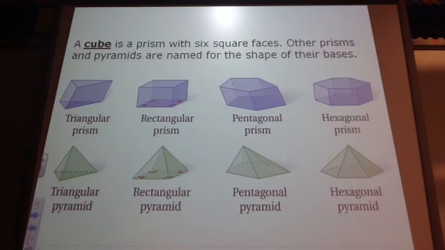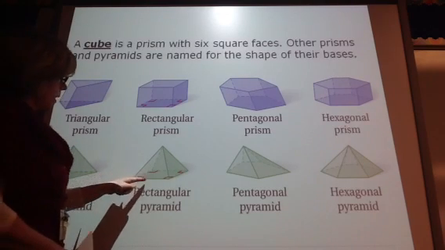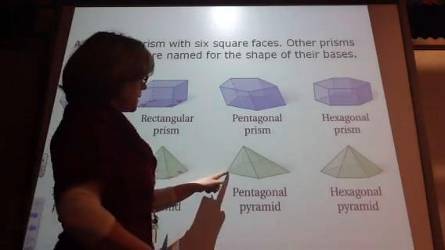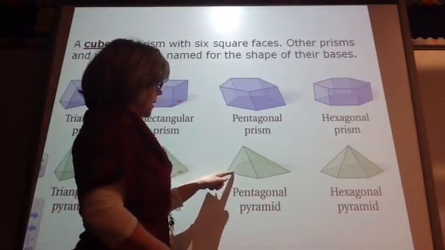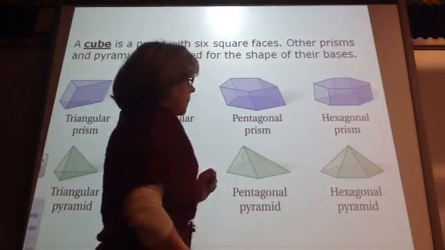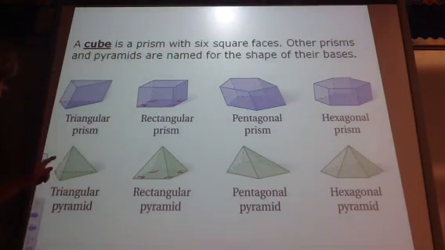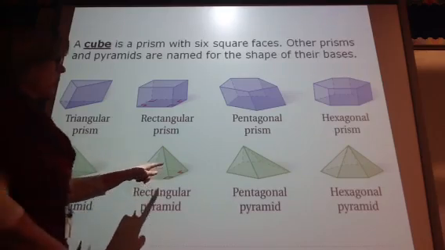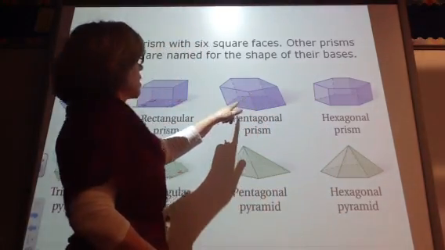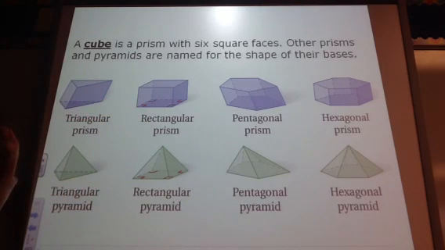And then on the pyramid, you name them by the base. You have a triangle and a vertex, triangular pyramid. You have a rectangle and a vertex, rectangular pyramid. You have a pentagon, pentagonal pyramid, and a hexagon, hexagonal pyramid. Also on a pyramid, your lateral faces, if you know, are triangles. On a prism, your lateral faces are all rectangles.